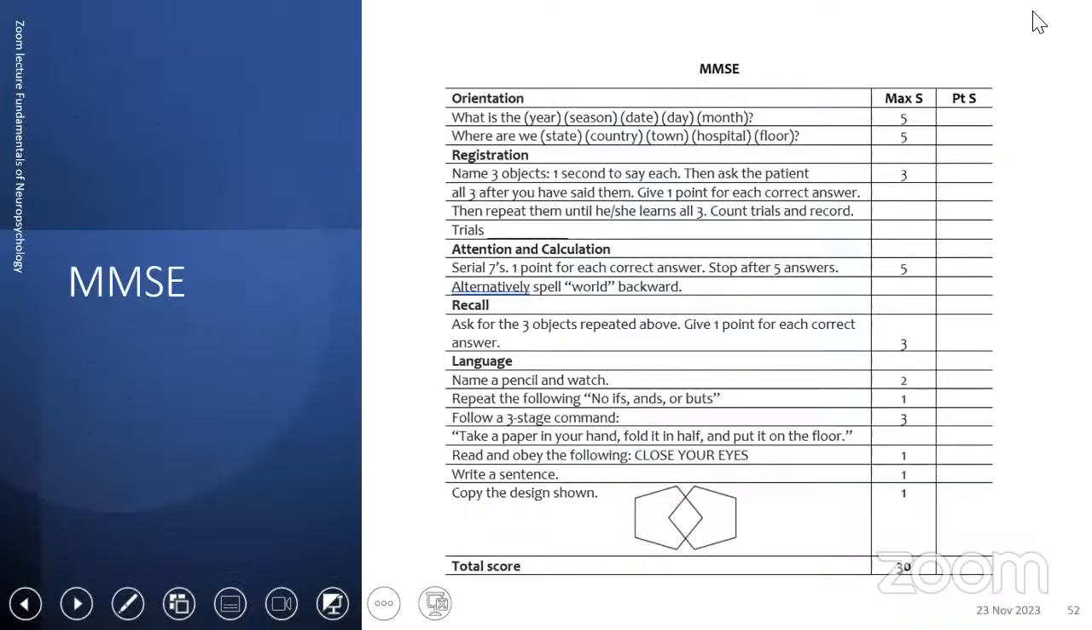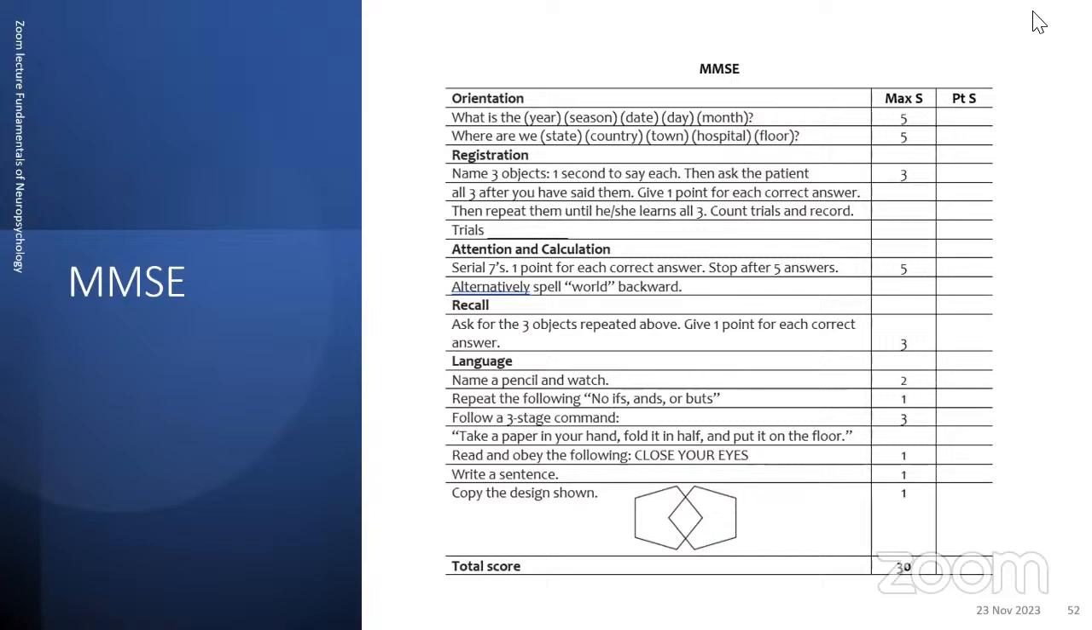This is the MMSE test, which we all know. That is orientation, registering, attention, calculation, and recall. And this is also a 30 score. You can see the two objects, two; repetition, one; three-stage command, three. It has a lot of marks.